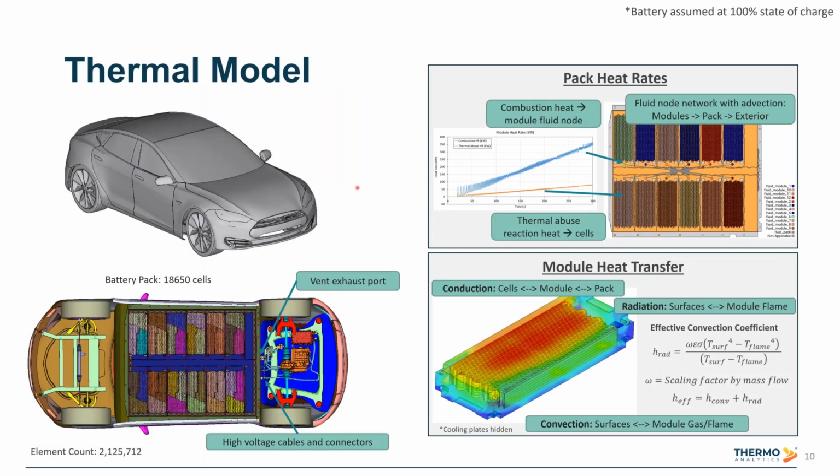Okay, the thermal model setup for this demo is described here on this slide. We have a generic EV model. We have a battery pack here. We have 6 modules, hundreds of cylindrical cells within each module, a vent exhaust port, some underbody components, high voltage cables, connectors, motor, inverter, etc.